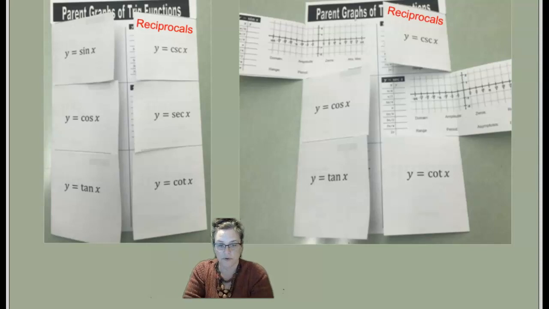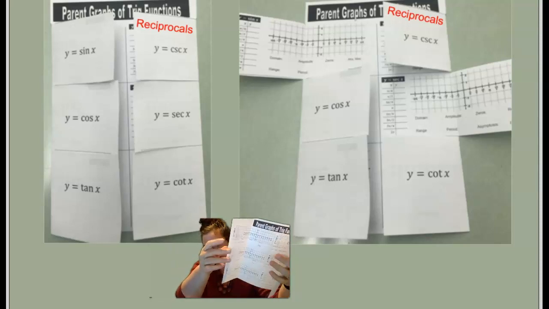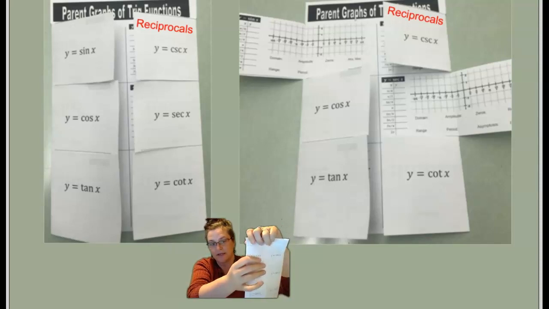Hey, welcome to our notes for parent graphs of trig functions. And first thing we need to do is fold up our notes, which are a little different this time. So you're going to fold the sides of your paper in toward that center line and then crease the edges.